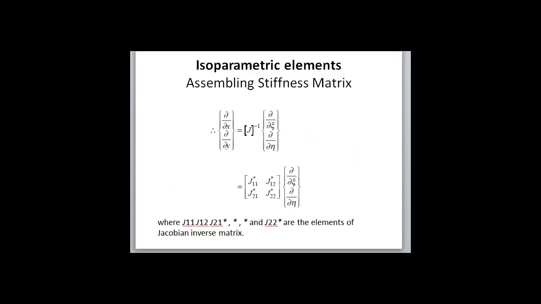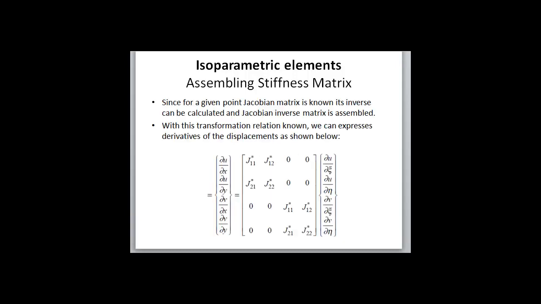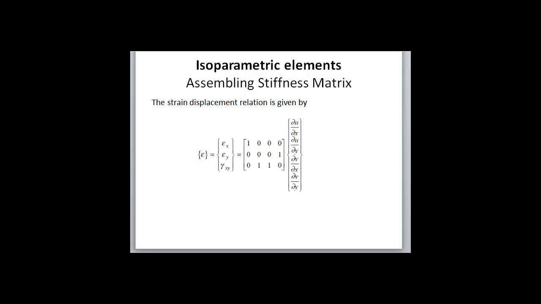For the mapping of a parent element to an isoparametric element, the inverse of the Jacobian must also be used, which is known as the Jacobian inverse matrix. So by knowing the Jacobian inverse matrix with this transformation relation, we can express the derivatives of the displacements as shown below, where J represents the Jacobian matrix with the displacements u, v along with the natural coordinates eta and epsilon. So based on the strain displacement relationship, a 2-dimensional element can be taken, and that can be used for finding the strain in isoparametric elements.